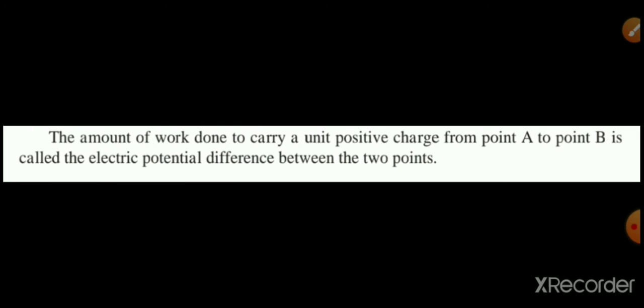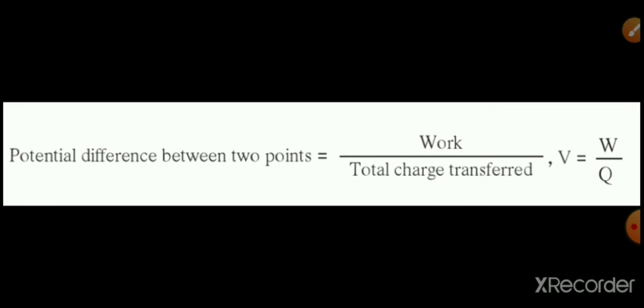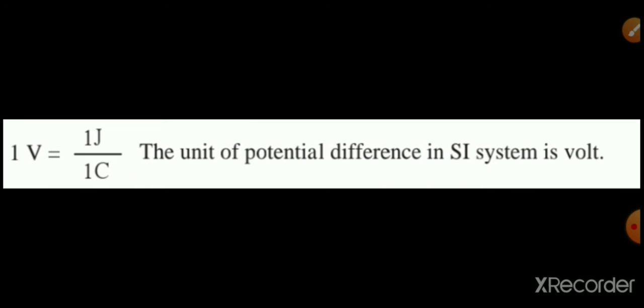The amount of work done to carry a unit positive charge from point A to point B is called the electric potential difference between the 2 points. Now, potential difference between 2 points is equal to work upon total charge transferred. The potential difference is denoted by V, work is denoted by W, and charge is denoted by Q. So V is equal to 1 J, that means 1 joule upon 1 coulomb. The unit of potential difference in the SI system is volt.